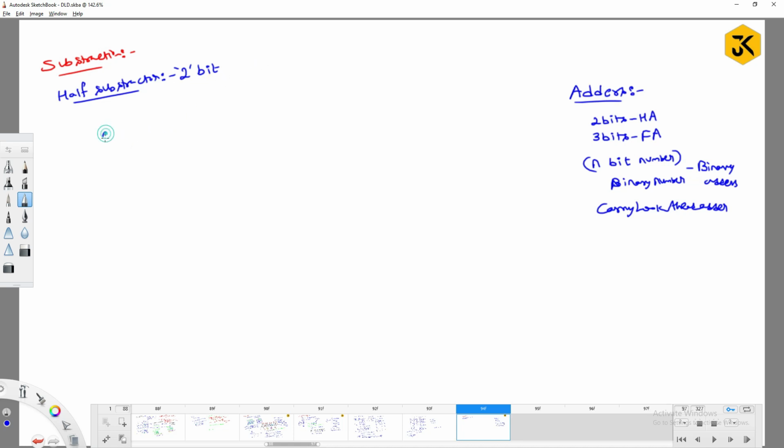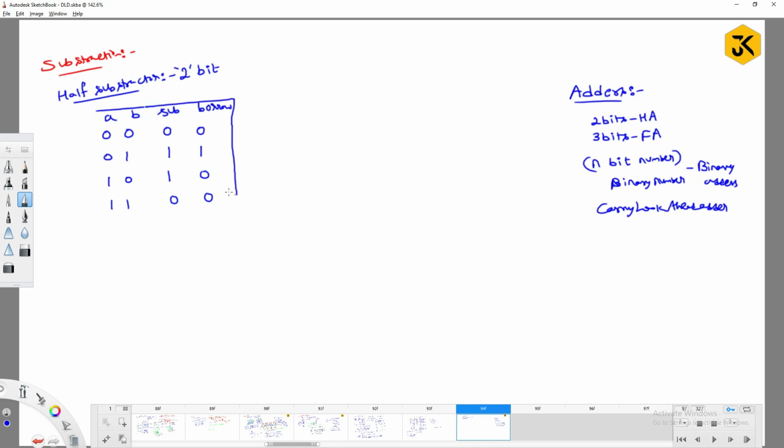For example, if we take 0 0, 0 1, 1 0 and 1 1, where A and B are inputs, you are going to get the subtraction result and a borrow. 0 minus 0 is 0 and borrow is not required. When you try 0 minus 1, you need to take a borrow from the other side, and the subtraction is also 1. 1 minus 0 is 1, no borrow required. And 1 minus 1 is 0, no need of taking any kind of borrow, right?